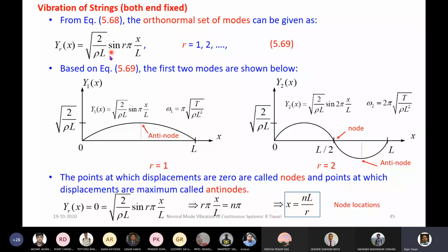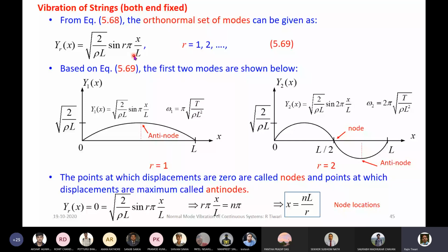And this function remains the same because it defines the shape of the deformation of the various points on the string. And this defines the amplitude part, which we already know for an eigenfunction. This is arbitrary, but here we have normalized with respect to mass, so we got this value.